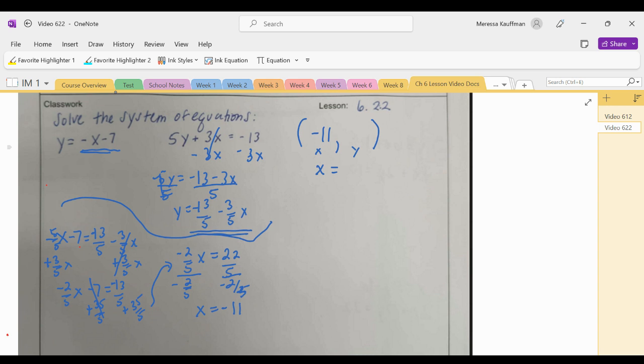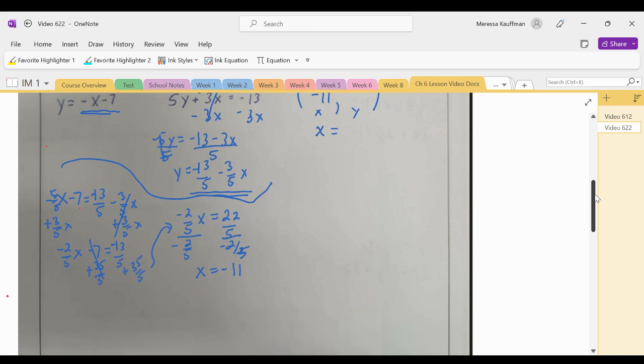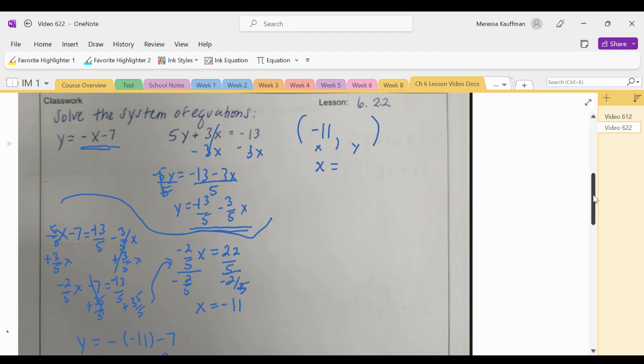Now I'm going to put that negative 11 in for x. Let's make it easy on ourselves here, guys. Scroll down a little bit. So we're going to pick this equation, the first one that looks like the easiest, where I'm going to put, instead of x, I'm going to put negative 11 minus 7. That ends up being positive 11 minus 7, which is 3. So my y value is 3.